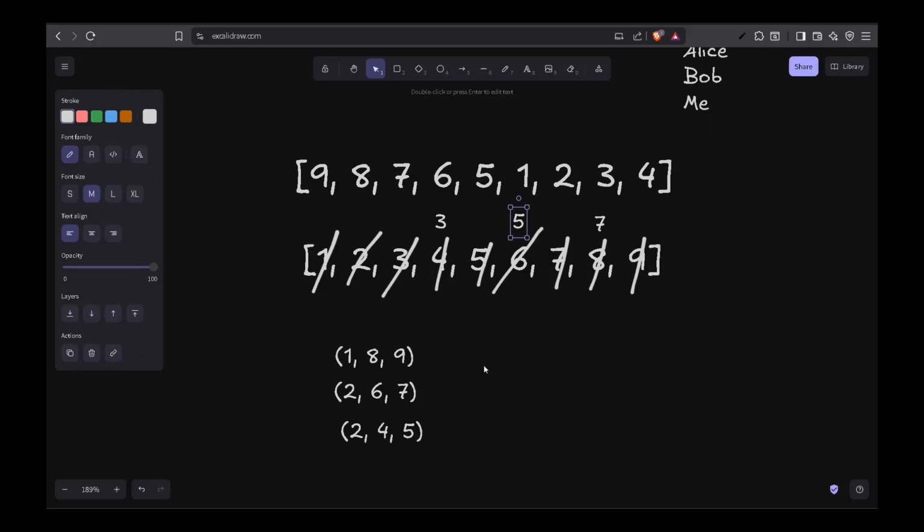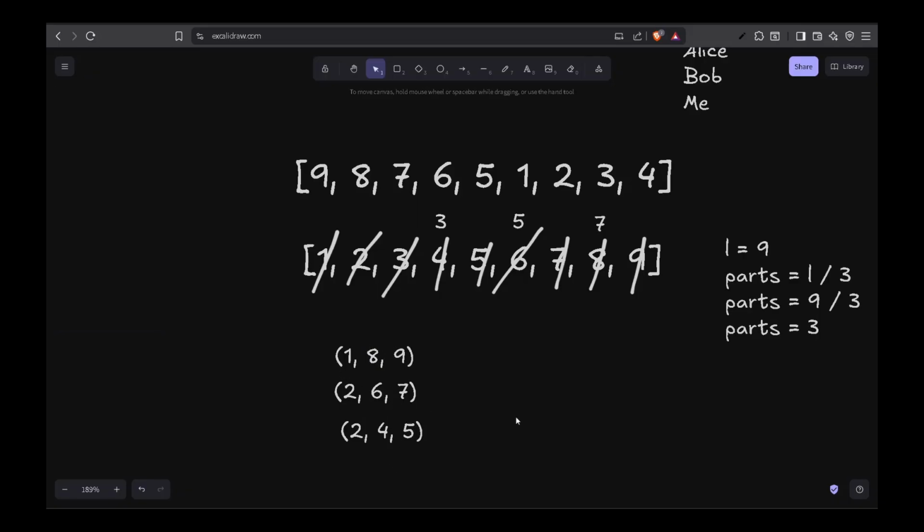So what is the length of this array? The length of this array is 9, and we are trying to make groups of 3. So how many groups can we make? Length divided by 3, because we're dividing into 3 groups, right? And the answer will be paths equal to 9 divided by 3, which gives us paths equal to 3. And that is what we see, right? We are having 3 collections.